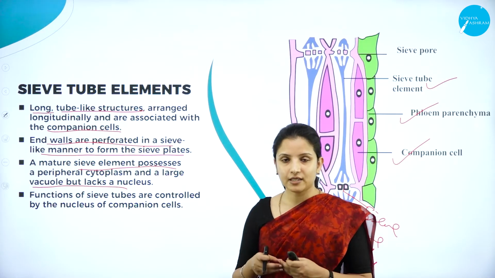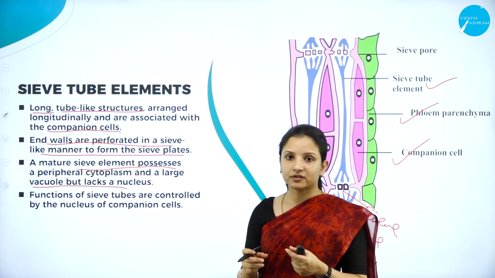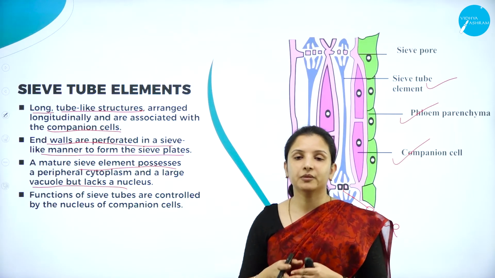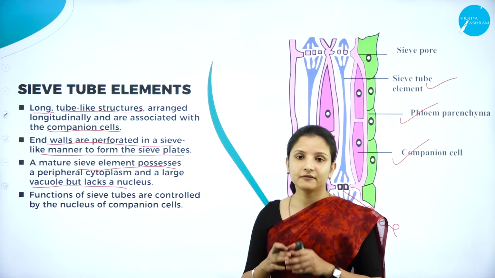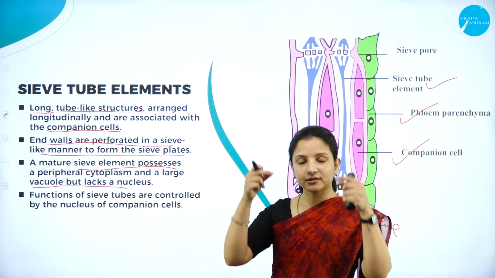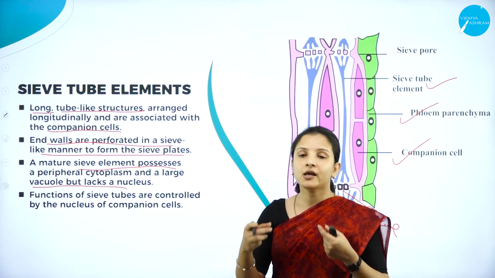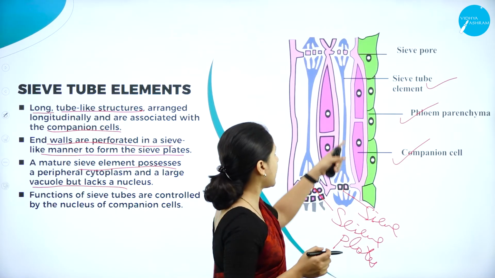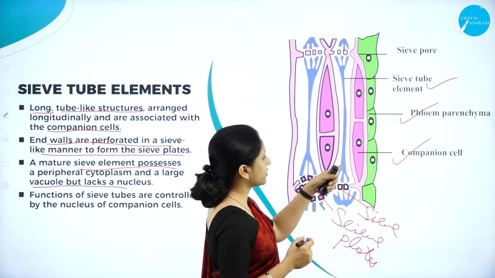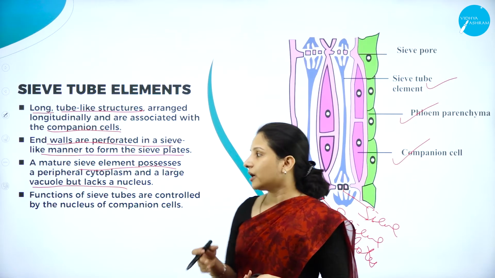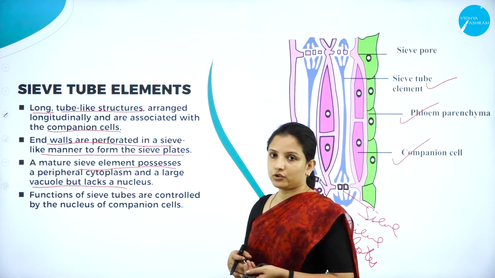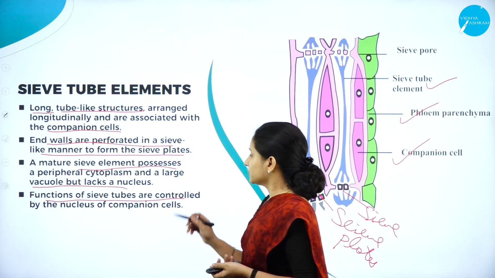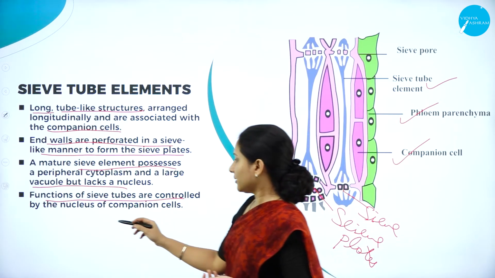So they have cytoplasm at the periphery. Unlike the other cells of a plant, like parenchyma, they are not completely filled with cytoplasm, but cytoplasm is present only at the periphery, and they have a large vacuole. So large vacuoles or openings are present, but they lack a nucleus, and the function of the sieve tube is to control the nucleus of the companion cells.